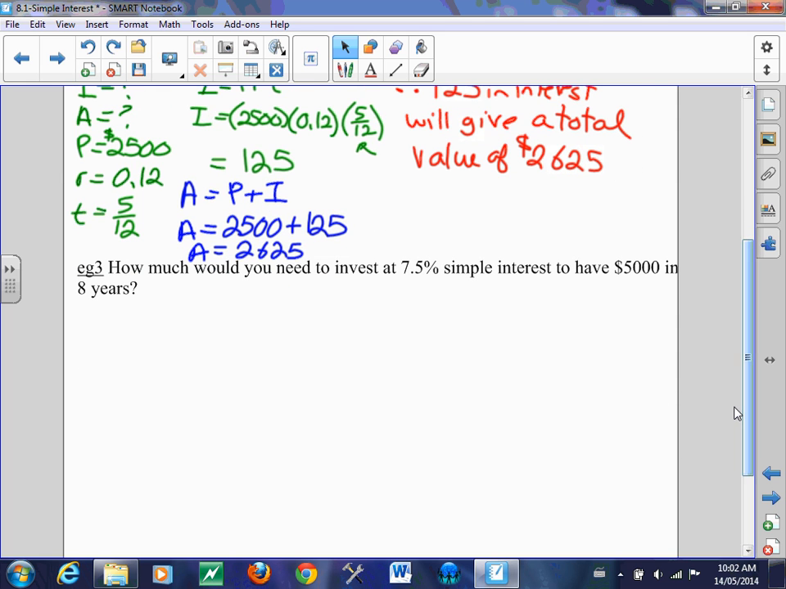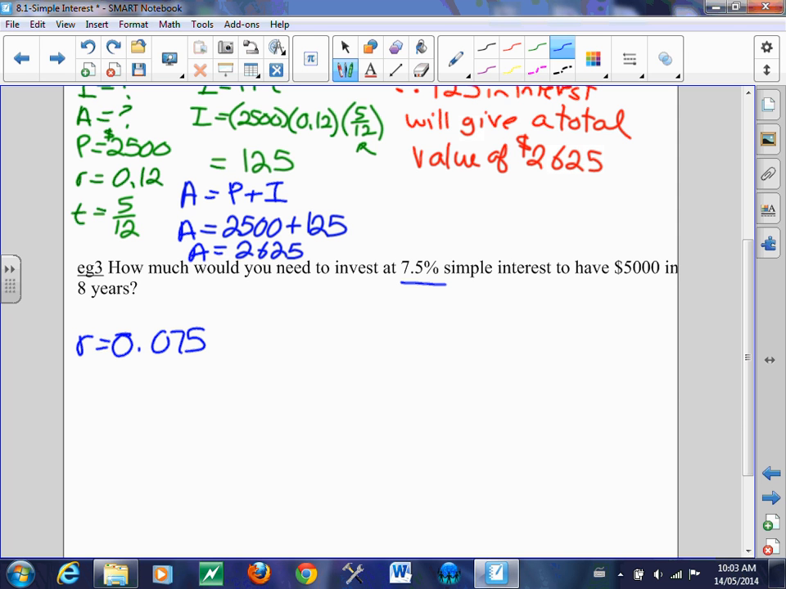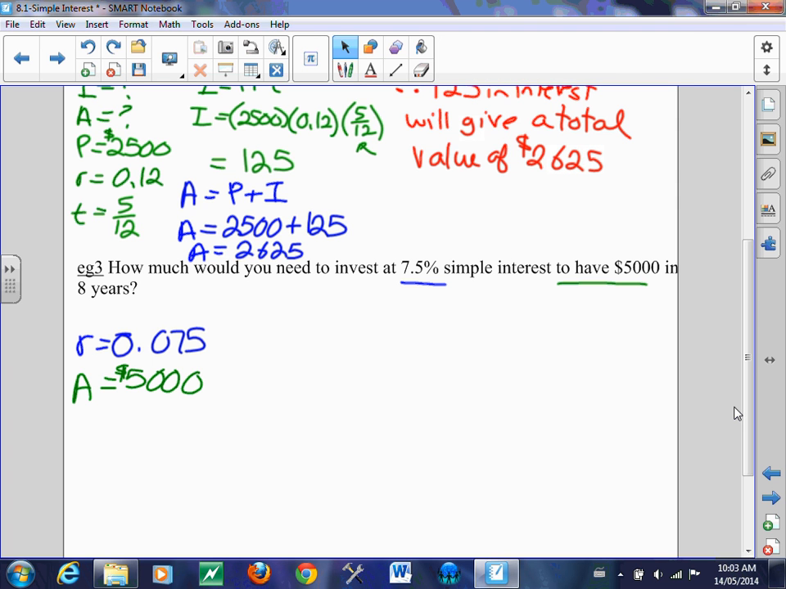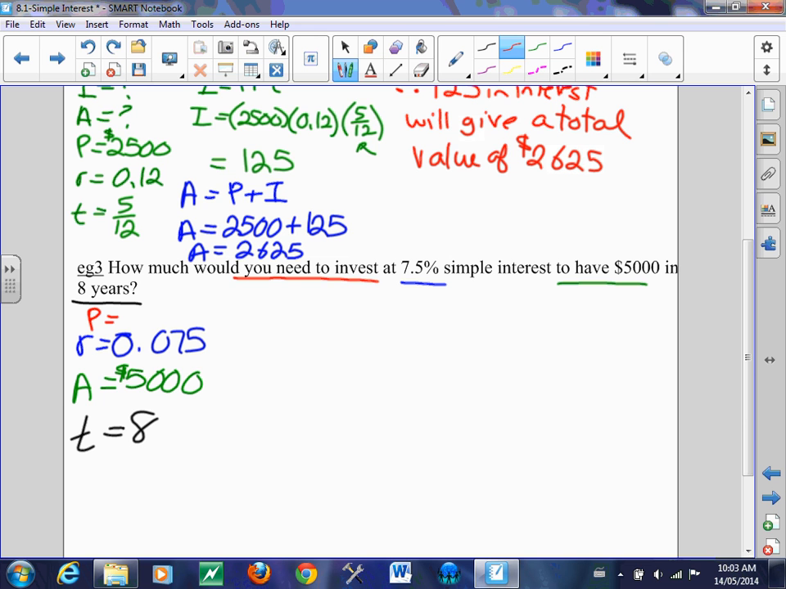Okay, last question. How much do you need to invest at 7.5% interest? So the rate's given. Change it to a decimal, 0.075. To have, careful here, to have, that's your end amount, so that's A. To have $5,000 at the end, and our time commitment is 8 years. So what we're trying to find is how much do we need to invest now? Okay, that's actually your principal. So we're trying to use your principal.